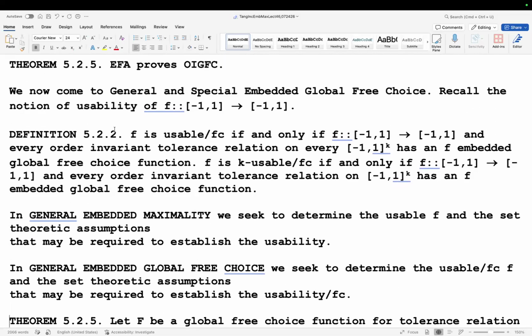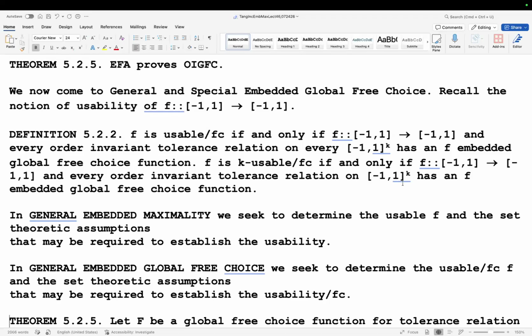So now we want to do general and special embedded global free choice. Again, we have the usability concept in embedded maximality, so we also want to have the usability concept in free choice. It just means that every order invariant tolerance relation on every -1 has an F embedded global free choice function. That's exactly what I did in embedded maximality. And it's K usable, the same thing, but we want a fixed K. We're only doing tolerance relations on -1 to the K. So that's exactly the same setup we have for embedded maximality.